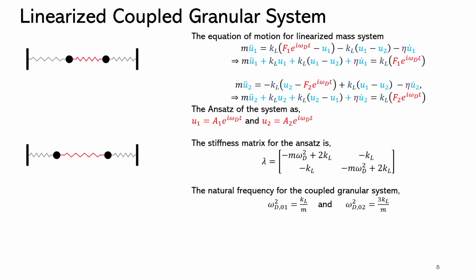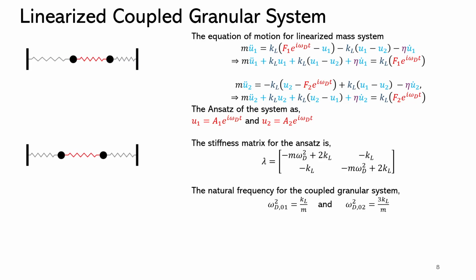This is a linearized coupled granular system where, in order to solve the equation, we can assume an answer of the system as u1 equal to a1 exponential i omega d t, and so on for u2. Why do we choose this type of solution? Because as it is a driven system, after some time only the particular solution remains; the homogeneous part usually does not have an effect after some time. So we apply this answer, and after stabilizing it, we analyze our system.